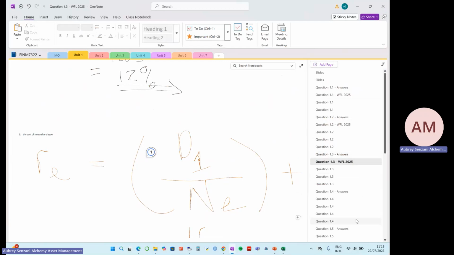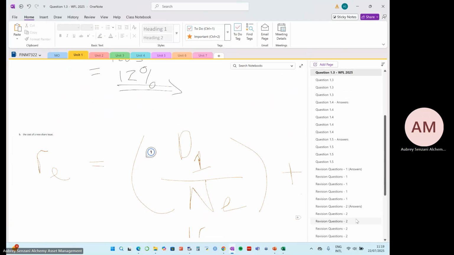For homework, I want you to do question 1.4 and revision question 2. Both of those questions are calculating your weighted average cost of capital. We have been playing around with calculating the inputs to your weighted cost of capital, so now I want you to use those inputs to calculate your weighted average cost of capital. When you have a moment, if any of you can post those questions on the group.